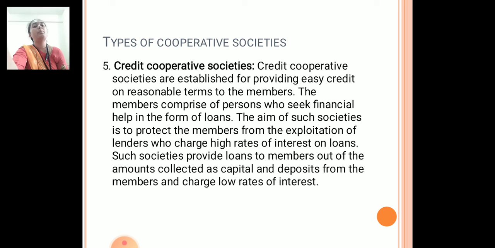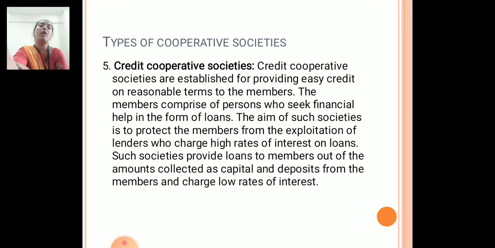So in order to benefit each other, for mutual help, this society is formed. The aim of such societies is to protect the members from the exploitation of lenders who charge a high rate of interest on loans, especially the money lenders and indigenous bankers who give this financial help to the small producers and small farmers.